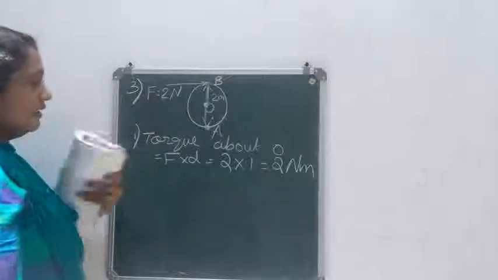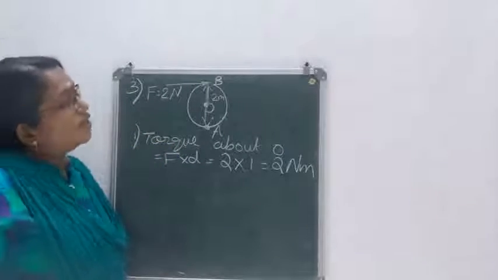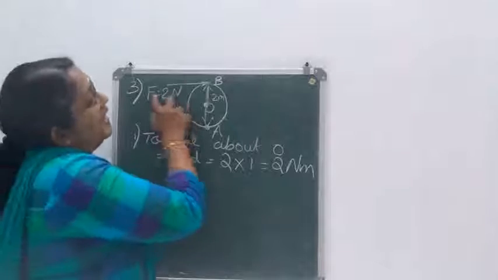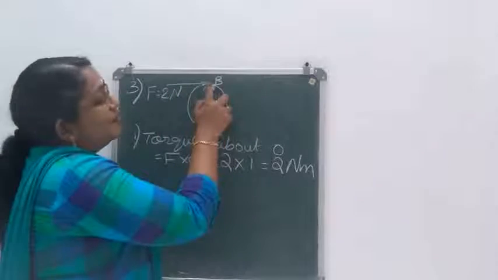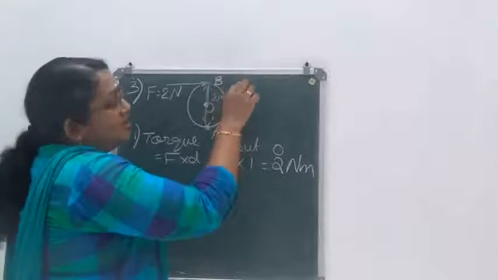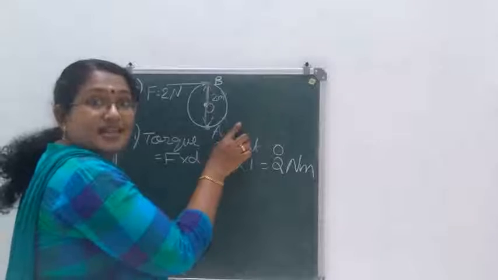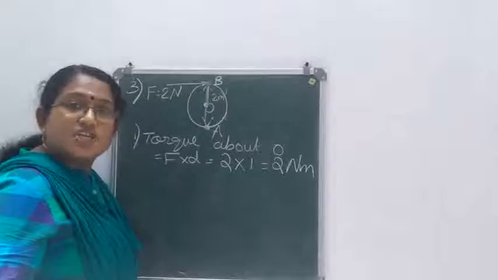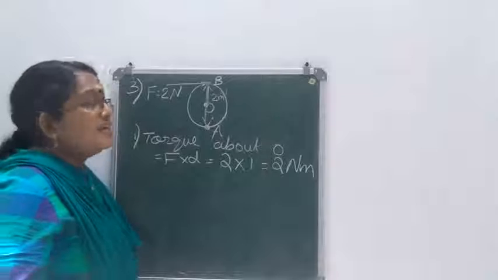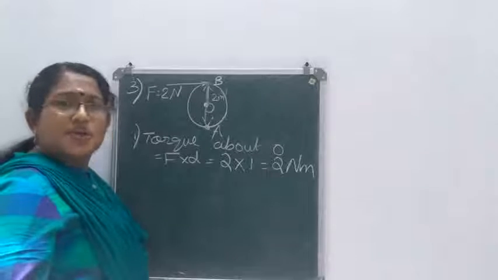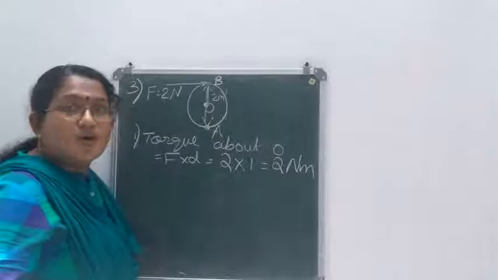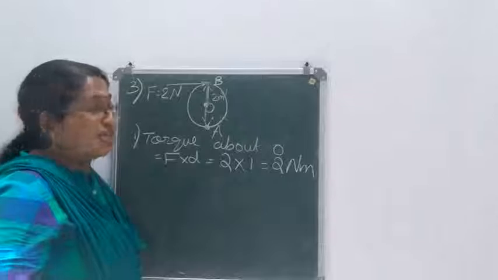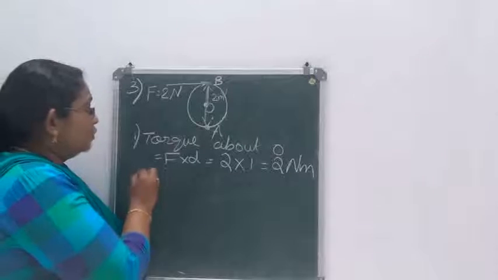Now, here in your textbook, the direction of rotation is also given. Force is acting in this direction. If the force is acting in this direction, means rotation will take place like this, isn't it? So if it rotates like this, this is which direction? It is clockwise direction. So if it is asked, then only you have to mention whether it is in clockwise or anti-clockwise direction. Now, question number 2.